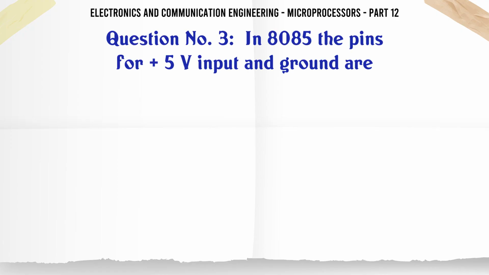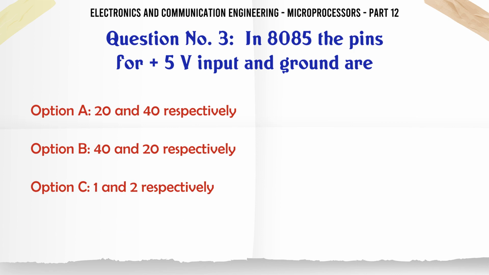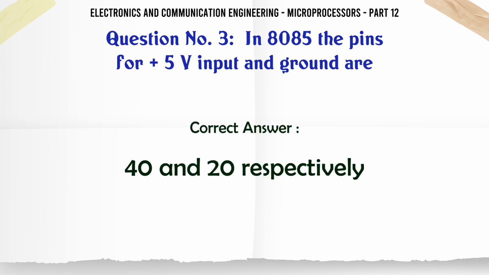In 8085, the pins for 5V input and ground are A: 20 and 40 respectively, B: 40 and 20 respectively, C: 1 and 2 respectively, D: 1 and 1 respectively. The correct answer is 40 and 20 respectively.